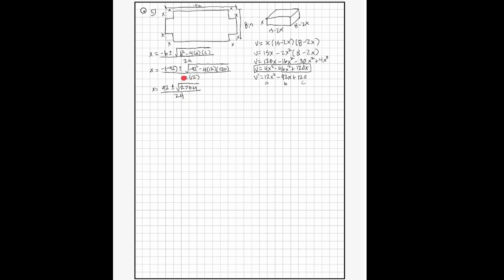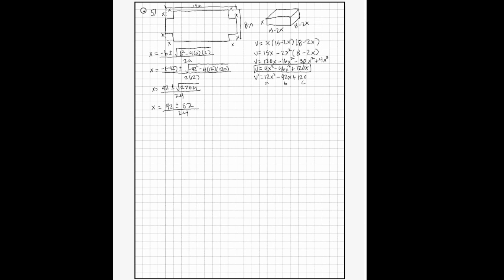And then I simplify. Actually, wait a minute, I can't simplify that any further. I can take the square root of this, and that should get me 92 plus or minus 52 over 24.